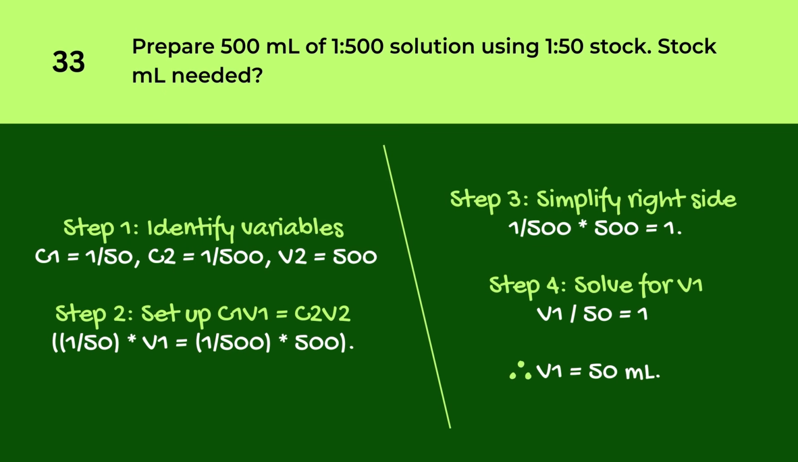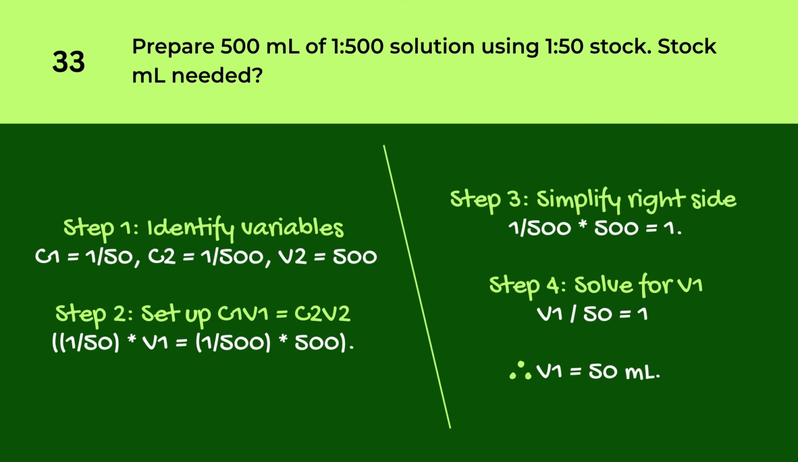We will use the concentration times volume formula here. First, let's visualize the ratios as fractions to make it easier. Our stock, or C1, is 1 over 50. Our desired concentration, or C2, is 1 over 500. Our final volume, or V2, is 500 milliliters. Setting up the equation, we have 1 over 50 multiplied by our unknown volume, equaling 1 over 500 multiplied by 500.